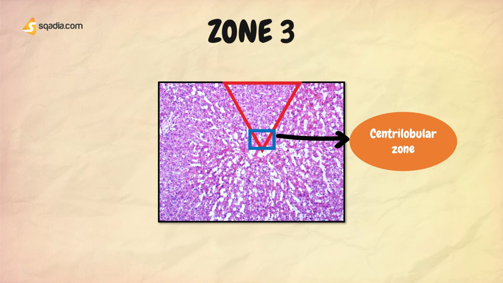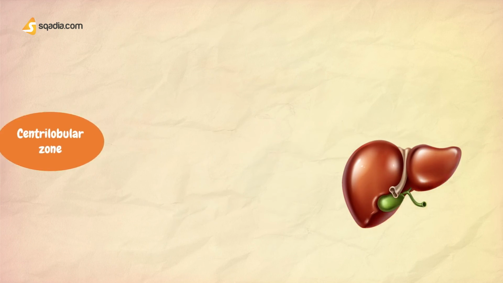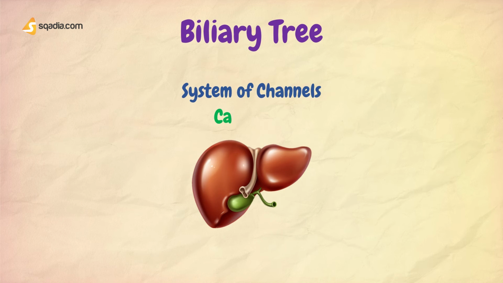So we are almost done with the details, but right here we have a structure called the biliary tree, which is a system of channels that carries bile and helps to store, secrete, and transport bile. In the image of the human liver, the one illustrated in green is the pear-shaped organ, the gallbladder, from where we can see the biliary tree originating along with its branches.